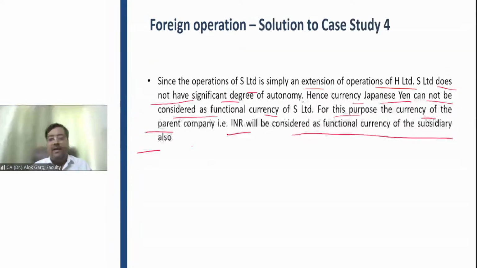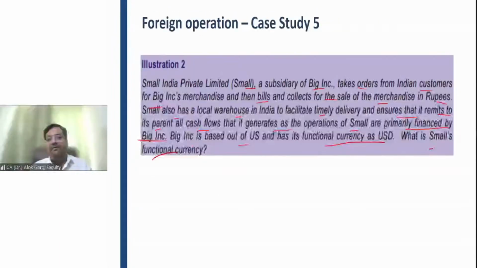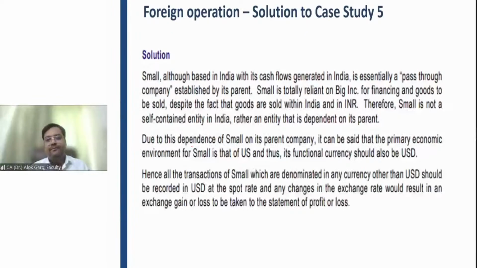Again, same example. The example which I have given as case study 4, this is the same example. Big INC is a US-based company and they have formed a company, Small India Private Limited, in India, and this company takes orders in India. When they take orders, they get the material from Big USA and then they collect the money and remit it to the USA, and the operations are primarily financed by Big USA, right? So in this case, although the company is in India, the functional currency will be the same as that of the US entity, right? Is that clear?